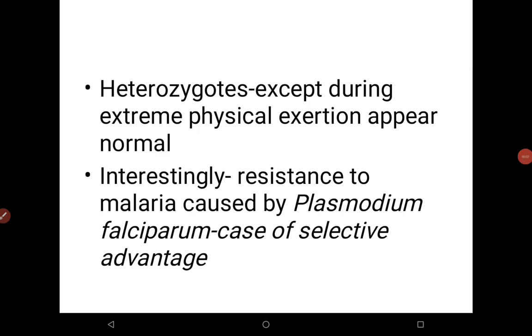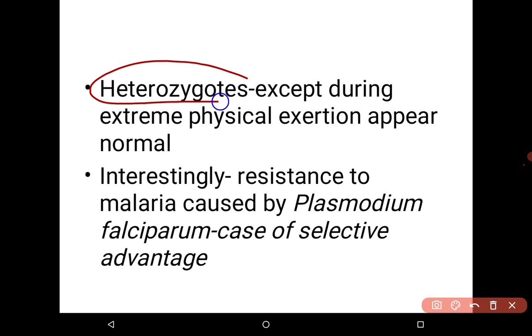So when an individual inherits a heterozygous type of sickle cell, here mostly they are just a carrier. Okay, they don't show symptoms of sickle cell, only under extreme physical conditions. But then there's what we call a case of selective advantage, where these human beings actually are resistant to malaria that is caused by the Plasmodium falciparum.